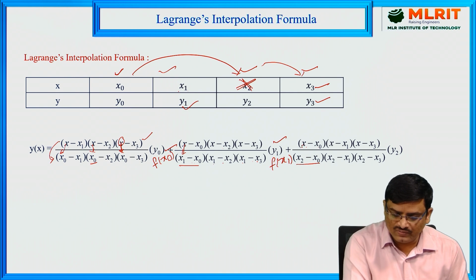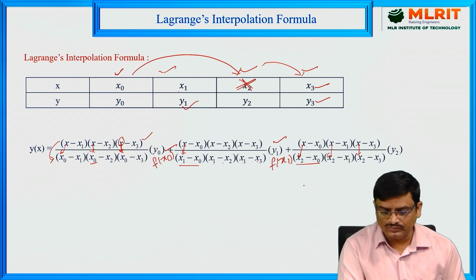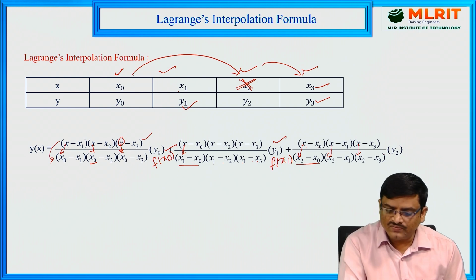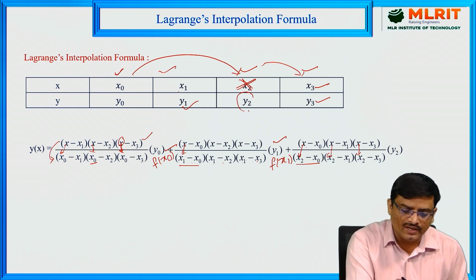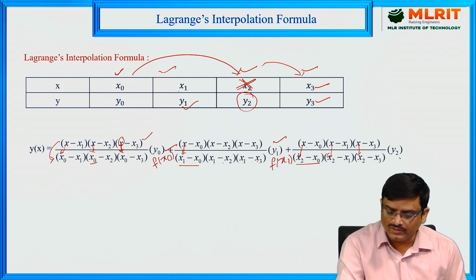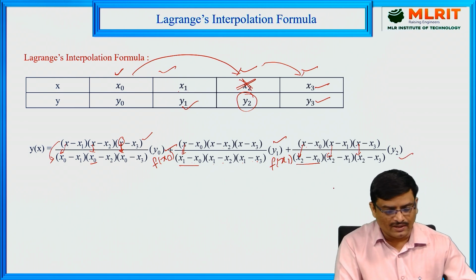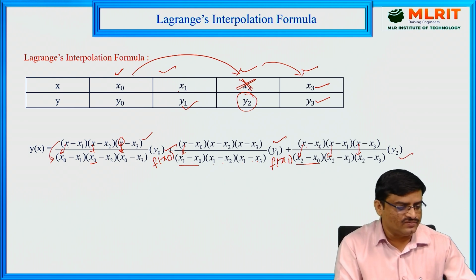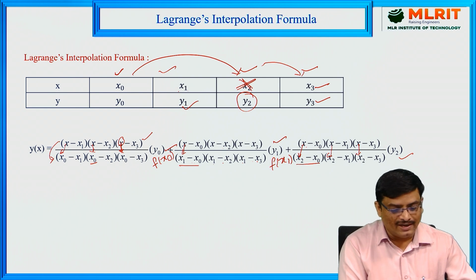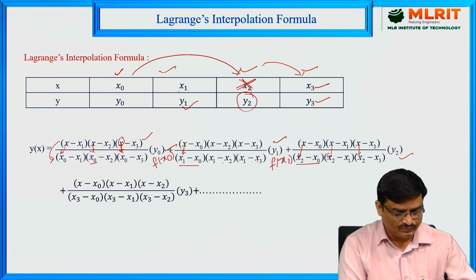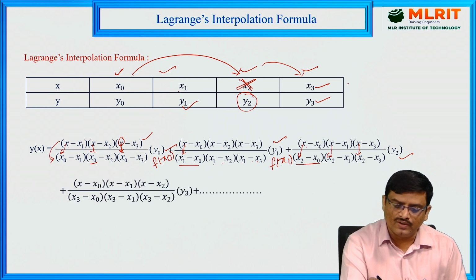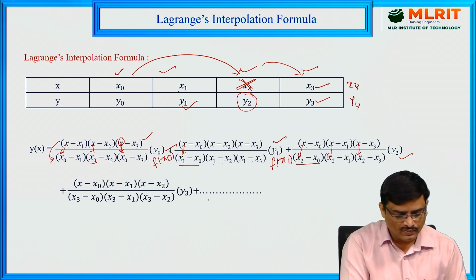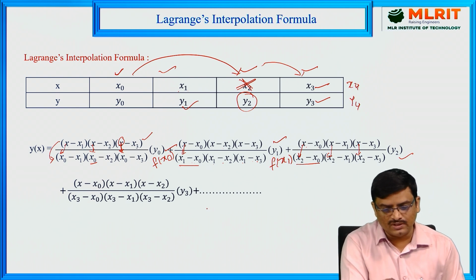So in place of x we have taken x2, in place of x we have taken x2, and in place of x we have taken x2. And now multiply this fraction with the corresponding value of y, that is y2. So like this we can construct our Lagrange's interpolation formula from the given data. So like this we can continue. Suppose if you have x4 and its corresponding value is y4, then we can take the next terms here.